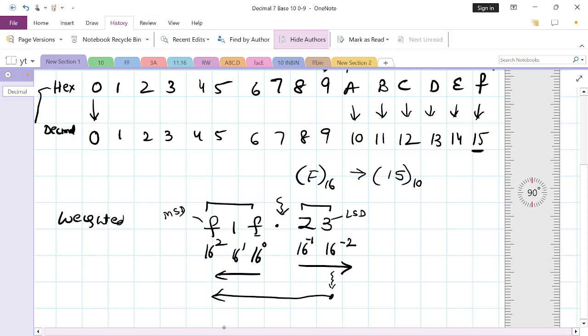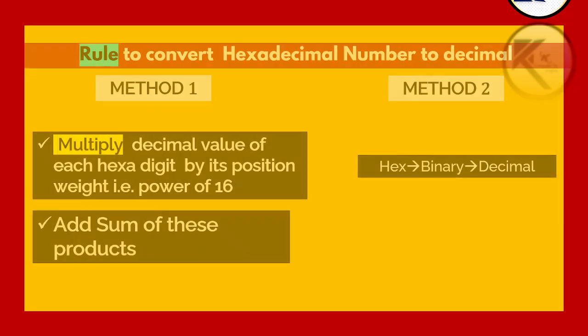So it's better, safe method is write all the powers separately for the whole number and separately for the fractional part, especially if it is a mixed number. So quick recap for method 1.